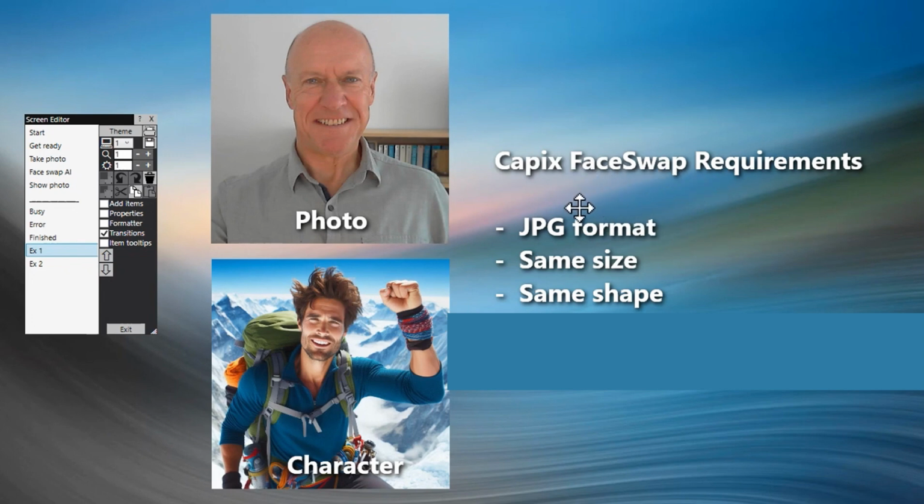Now for face swap to work correctly, both these images need to be JPEGs. That's the first point to mention. They both have to be the same size and they both have to be the same shape. Now I'm going to be showing you how to use square photos in this demo, so the size of these photos should be identical. So let's just have a quick look at the workflow.